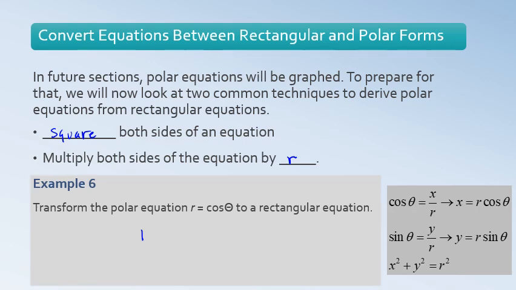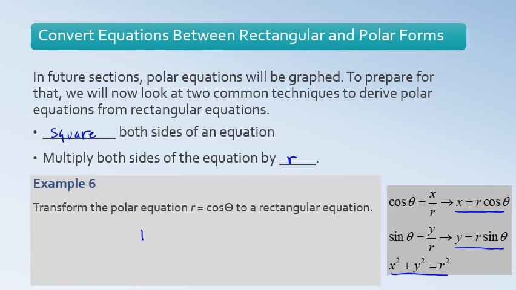And what I've written over here to the right is just a reminder of some of the things that we discovered on the previous slides. For example, we know that x is equal to r cosine theta, we know that y is equal to r sine of theta, and we know that x squared plus y squared is equal to r squared.